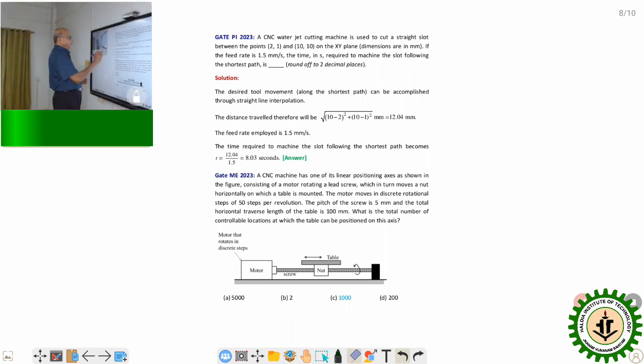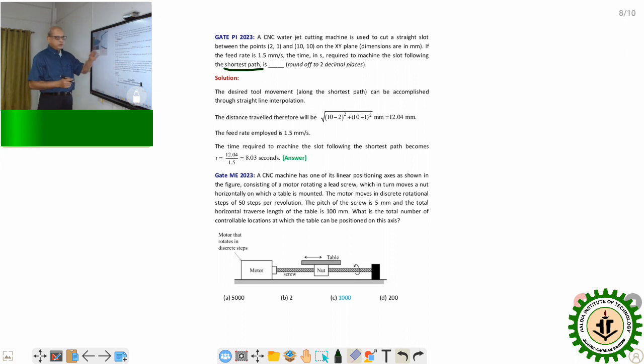The key word of this particular problem is the shortest path. While moving from one point to another point, what will be the shortest path? That is the direct line connecting the start point and the end point. That is what we popularly call displacement in class 5, 6 level physics. That is equally applicable here. That means indirectly it is told that the tool will have to follow straight line interpolation.